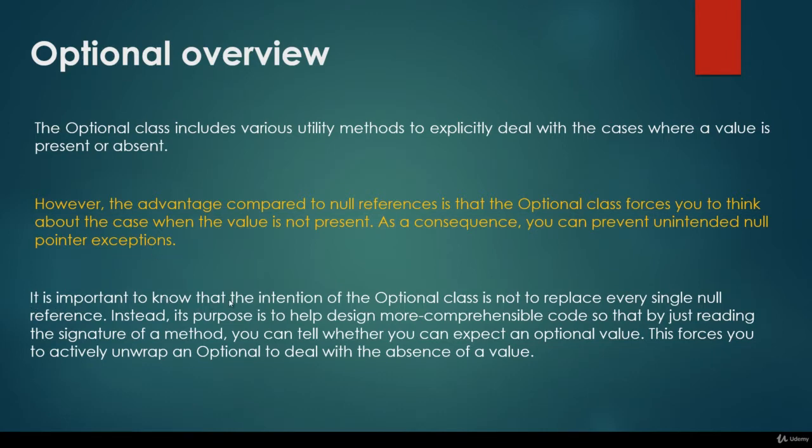It is important to know that the intention of the Optional class is not to replace every single null reference. Instead, its purpose is to help design more comprehensible code so that by just reading the signature of a method, you can tell whether you can expect an optional value. This forces you to actively unwrap an Optional to deal with the absence of a given value.